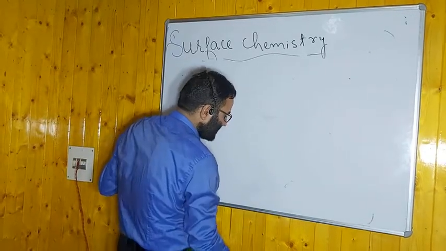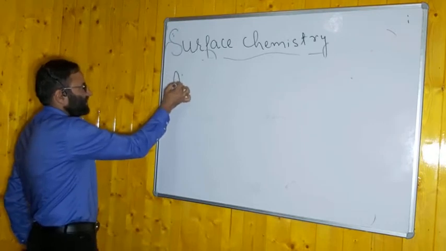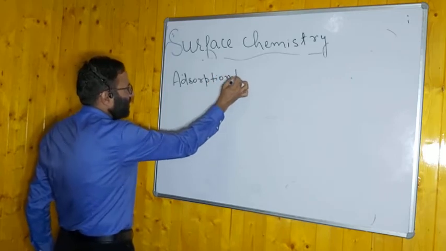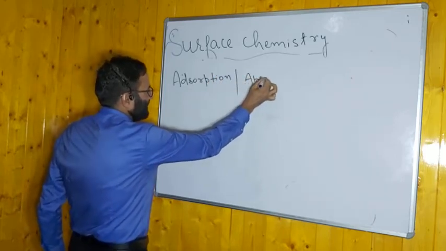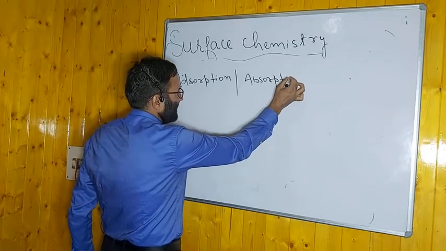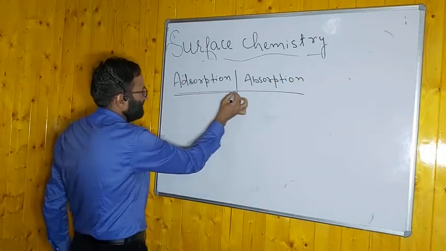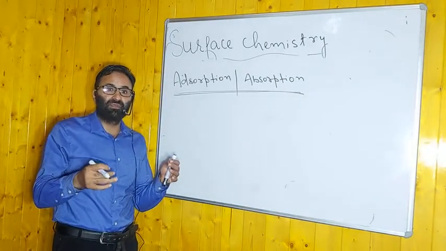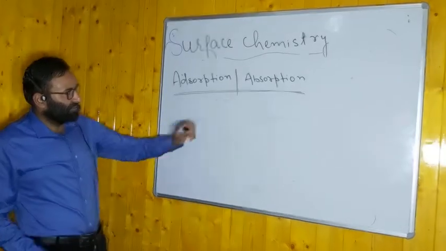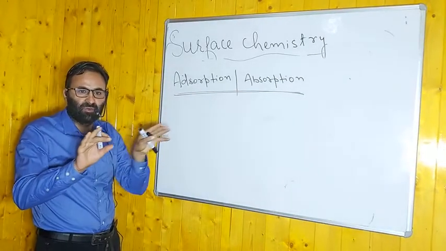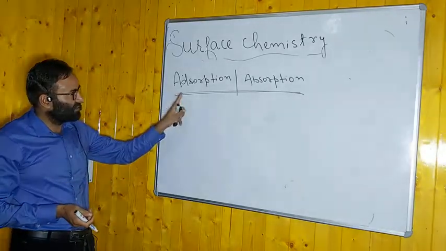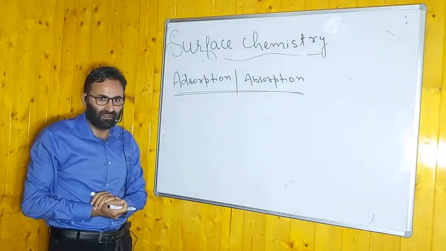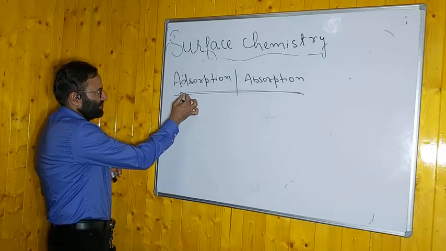Now we will discuss what is the difference between adsorption and absorption. We have discussed adsorption, and you might know absorption. When we talk about absorption, it directly means the molecules enter into the bulk. And when we talk about adsorption, it directly means the molecules remain on the surface or interface. Remember this point.